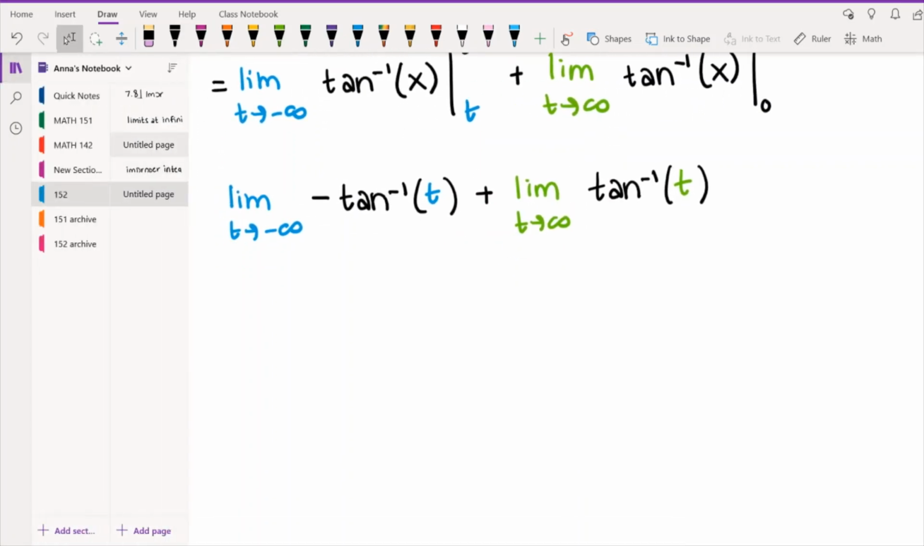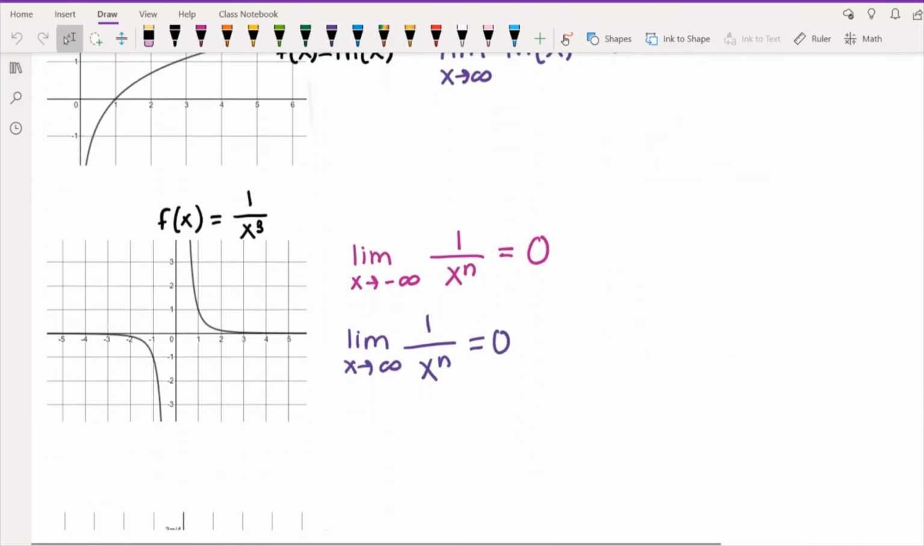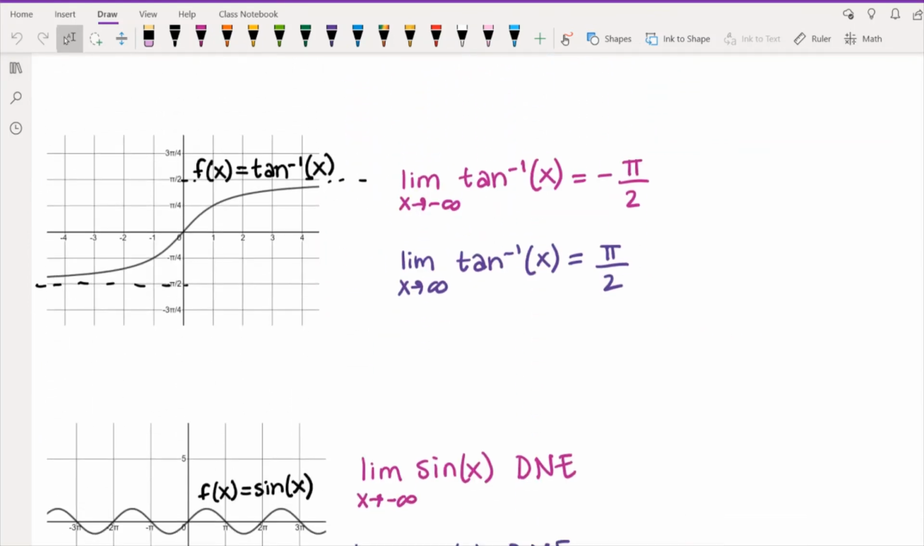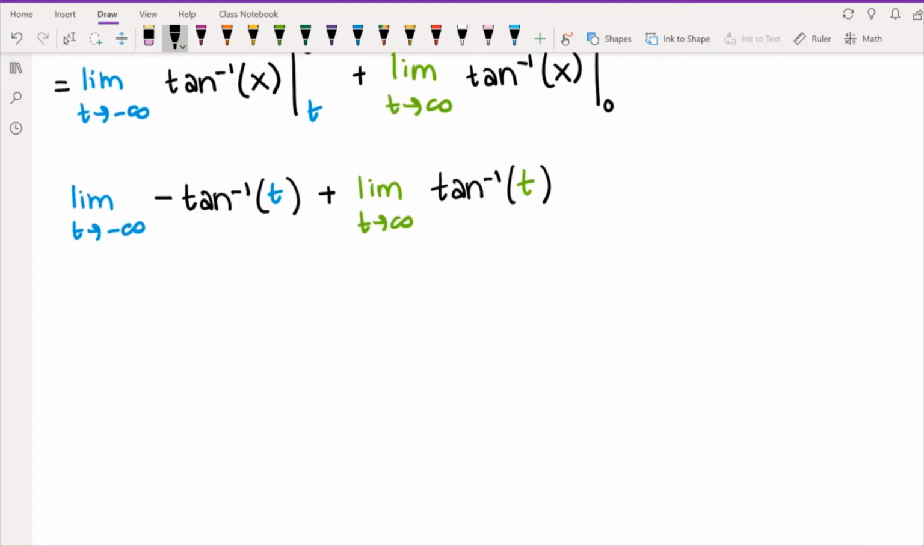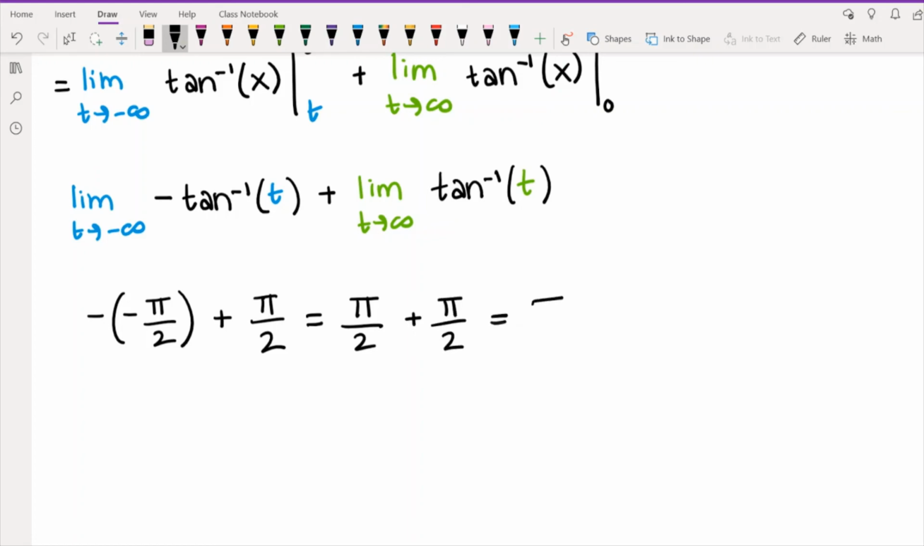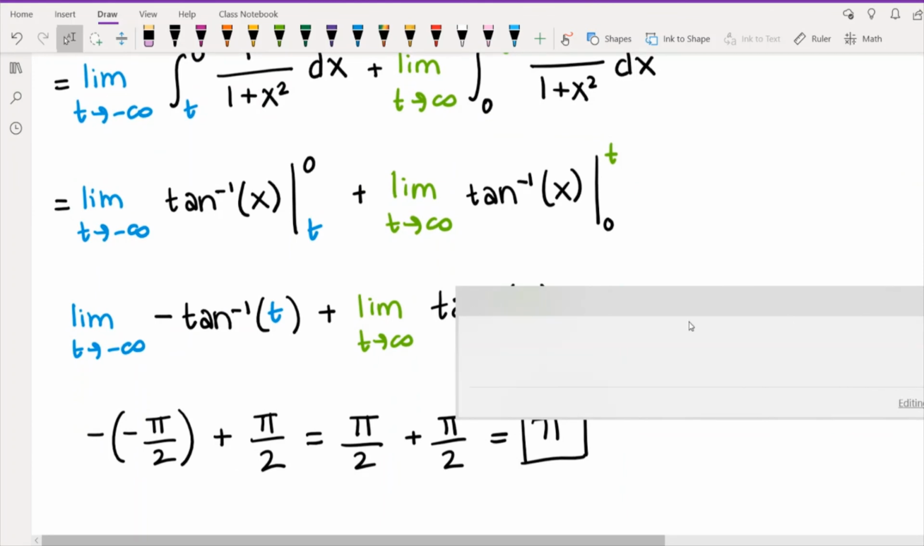Okay, so let's go back to our inverse tangent. When you have inverse tangent, the limit as you approach negative infinity is negative pi over 2, and the limit as you approach positive infinity is positive pi over 2. So let's put those in. For the negative infinity part, we ended up with negative pi over 2, plus, and then here we have positive pi over 2. And so together that's going to be pi over 2 plus pi over 2, which is pi. So we just split it up into two, and from there, it's just like the other one.